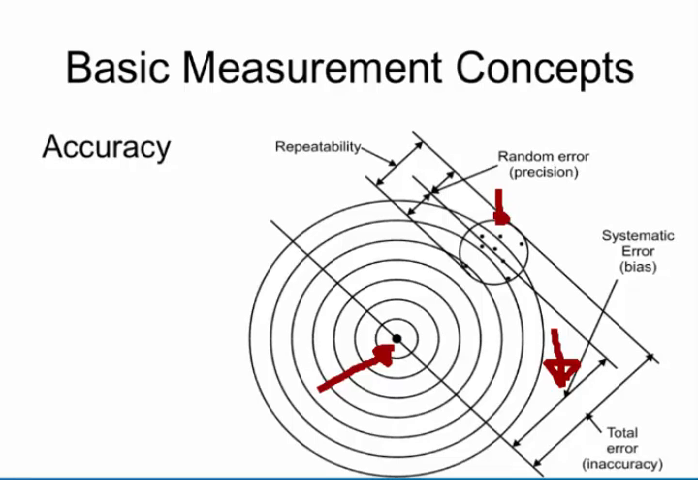So when you completely take all of those into consideration, the concept of total error or the inaccuracy becomes an important thing. Okay, so the definitions are as you see here.